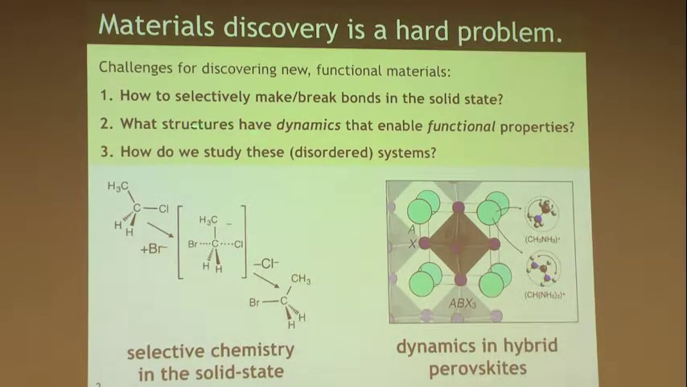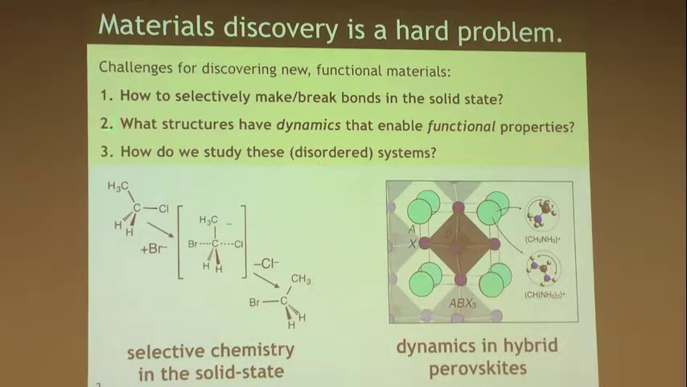We're also interested in how structures can have dynamics that enable functional properties. And for this, we're spending some time looking at dynamics in hybrid perovskites. These materials are rather fascinating. They've captured our imagination for being able to make a 23% efficient solar cell using spray painting. I'm oversimplifying a little bit, but there are a lot of cool science questions that we can study.